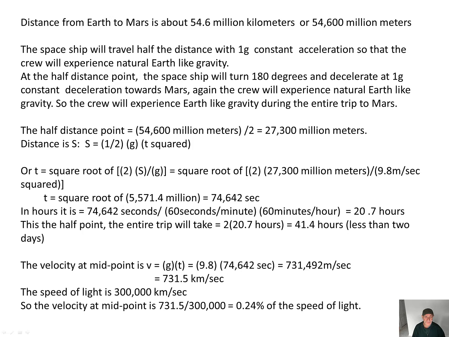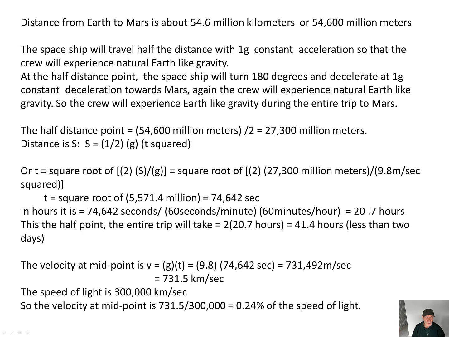The half distance point is 54,600 million meters divided by 2, which is 27,300 million meters. The distance S is 1/2 g t squared, or t equals the square root of 2 times the distance divided by g, the square root of 2 times 27,300 million meters divided by 9.8 meters per second squared. T equals the square root of 5,571.4 million, which equals 74,642 seconds. In hours, it is 74,642 seconds divided by 60 seconds per minute divided by 60 minutes per hour, which equals 20.7 hours.